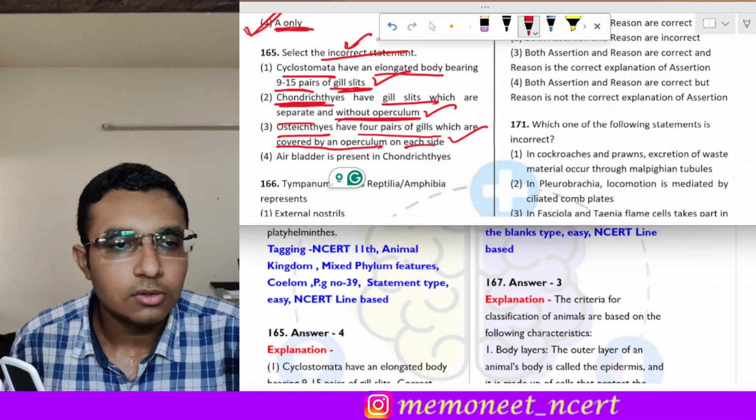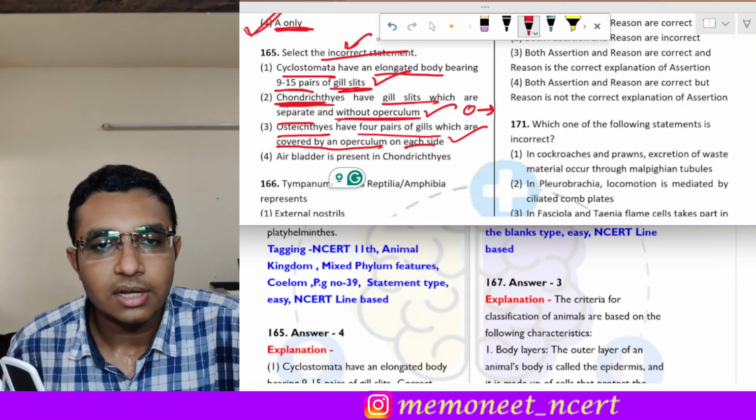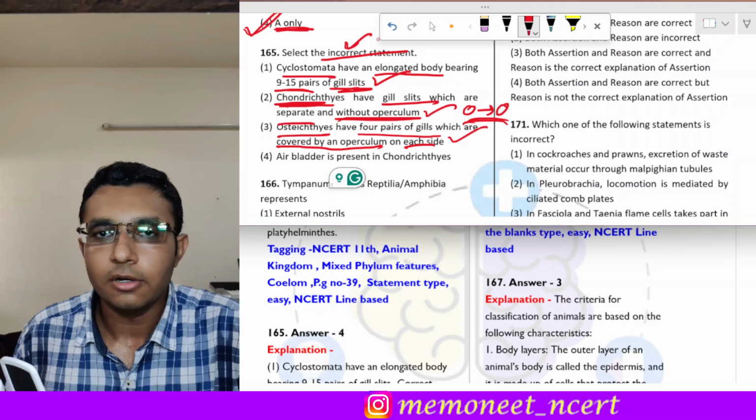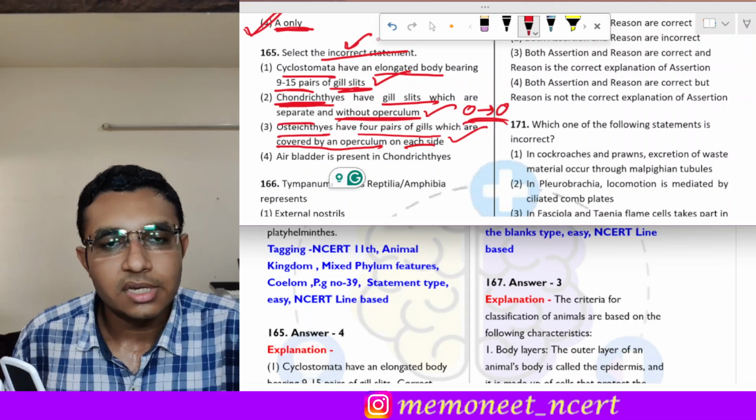See, O goes with O. Osteichthyes contain operculum. O goes with O. But chondrichthyes do not contain operculum. So this statement is also correct.